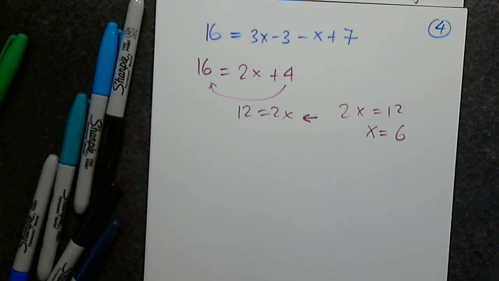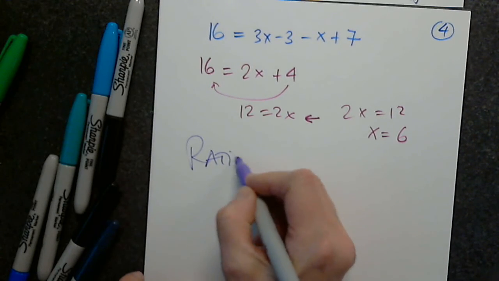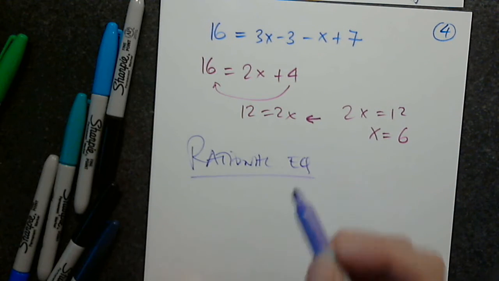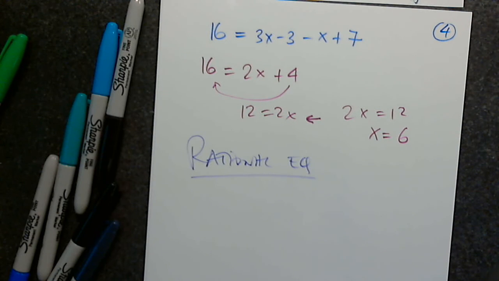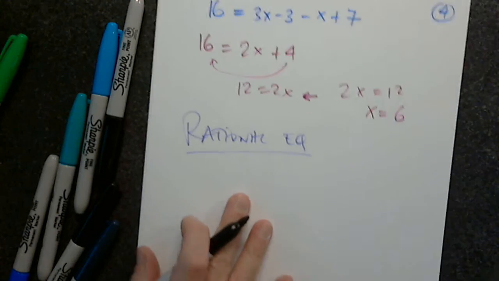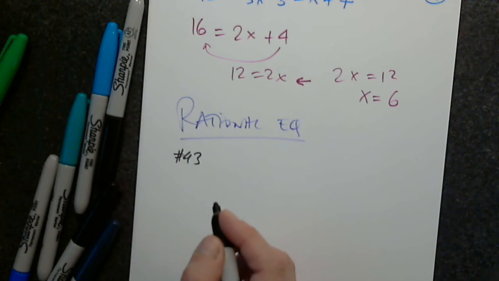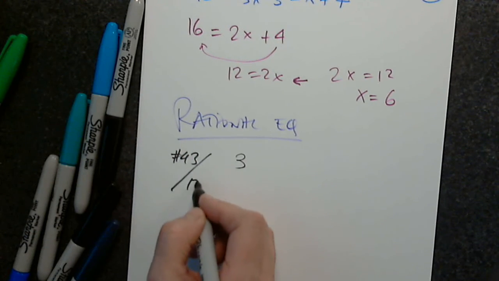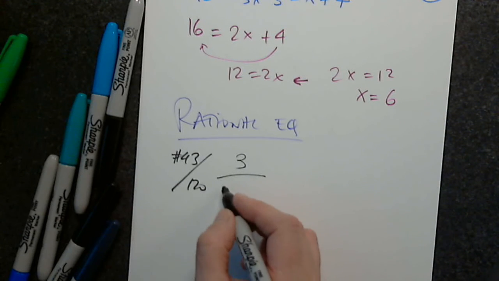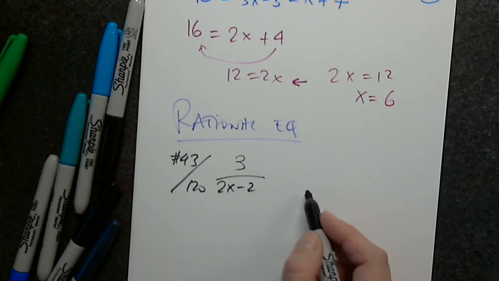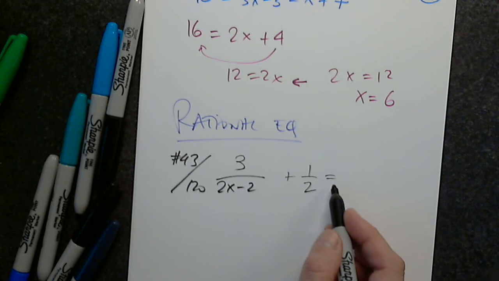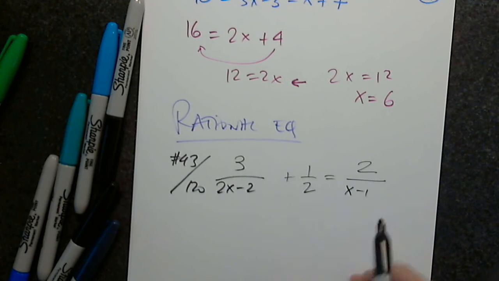Okay, so now when we talk about rational, that's a different story, totally different story. So I'm going to pick an example, and I'll explain what they are. Let's say 43. In 43, on page 120, I have 3 divided by (2x minus 2) plus 1/2 equals 2 over (x minus 1).